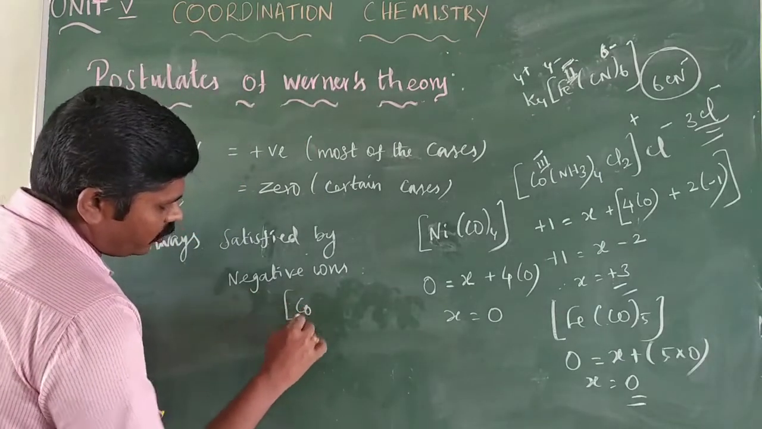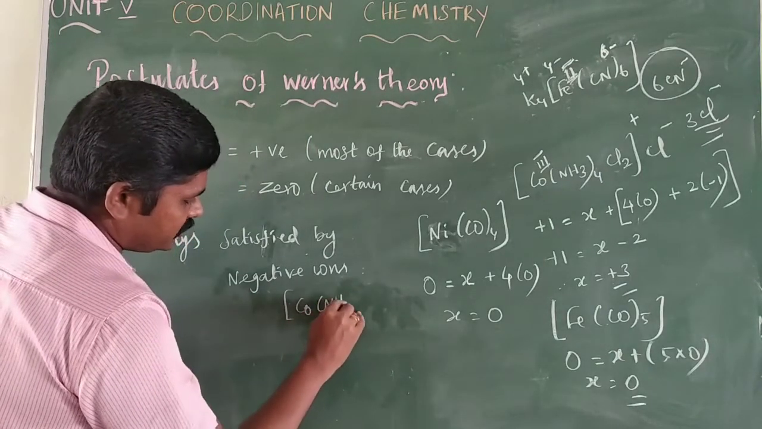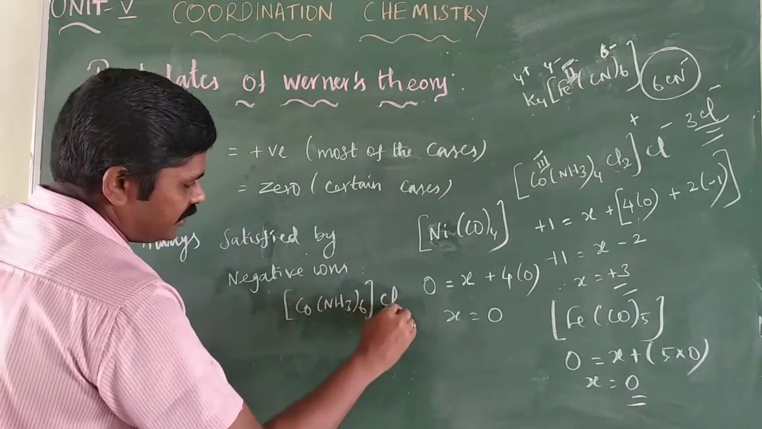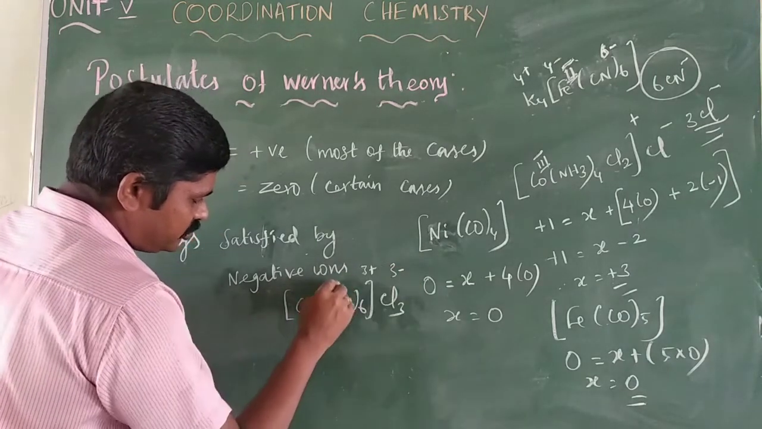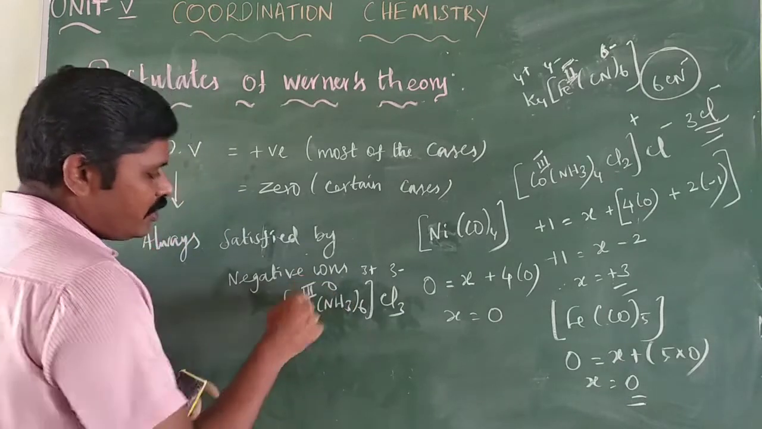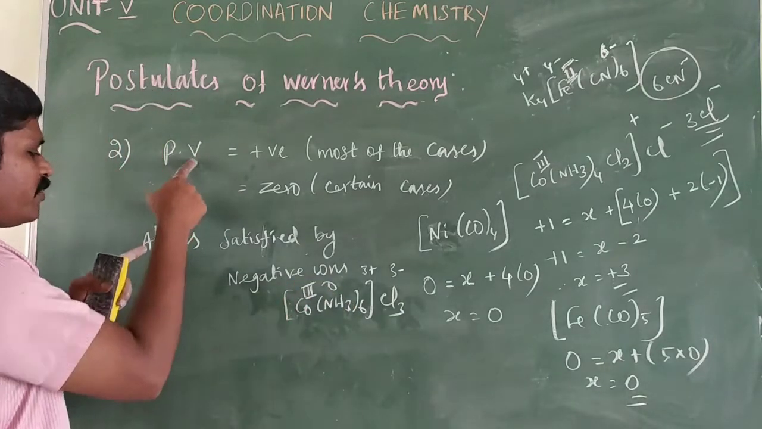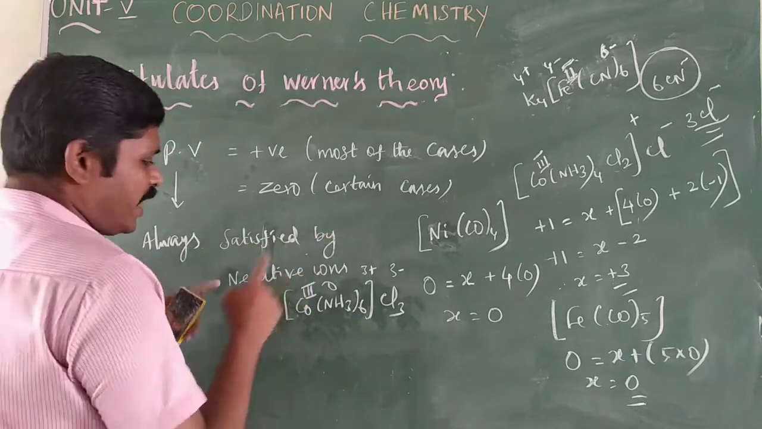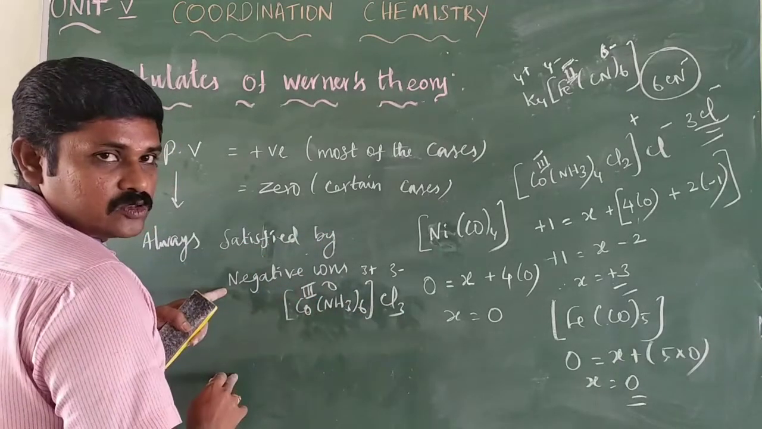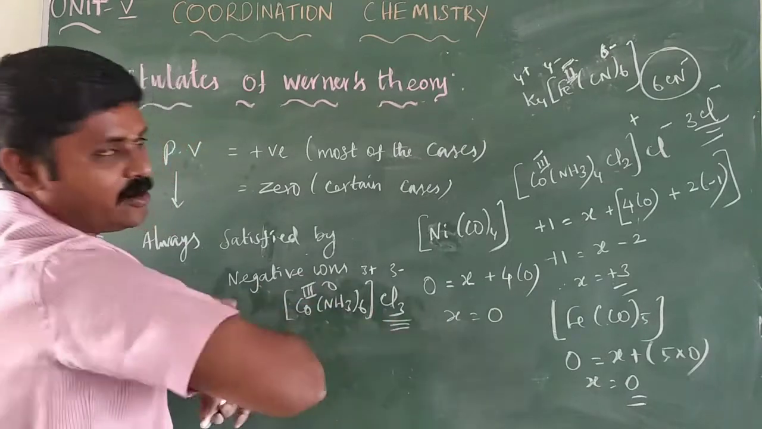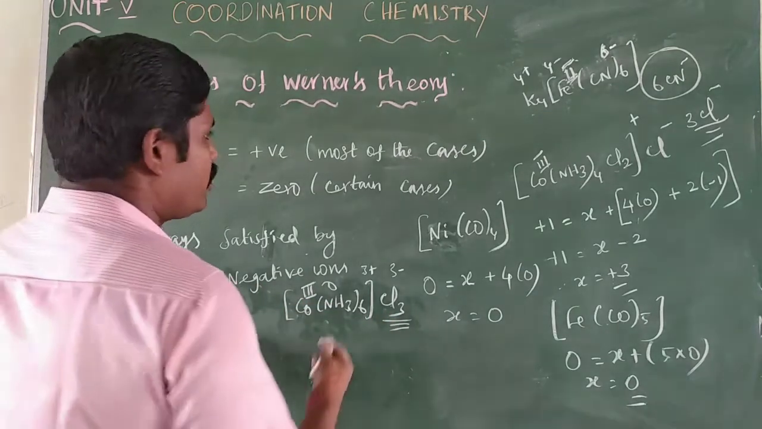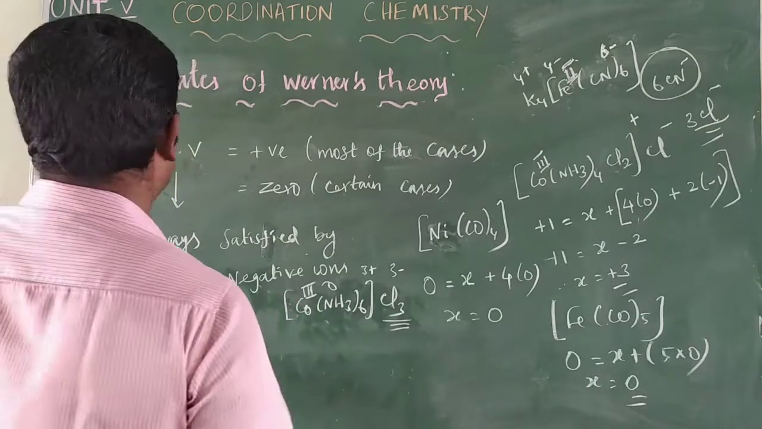Another example, [Co(NH3)6]Cl3. So 3 minus, 3 plus, 0, plus 3, plus 3. The primary valency is always satisfied by negative ions, so in this complex it is satisfied by 3 Cl minus ions only. So that's the second point.